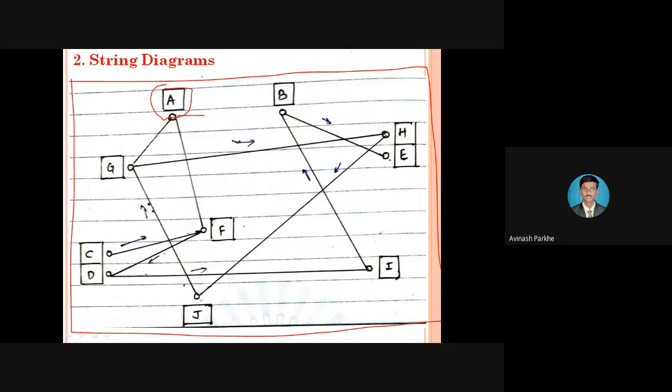I will start from point A, and the string will be attached to point A. Then we know about the movement of the material or the worker from machine 1 to machine 2. From point A it is moving to point F. So I will take the string from A to F, then from F to C, from F to D, then from D to I, then from I to B, then from I to E, then from E to H, E to G.